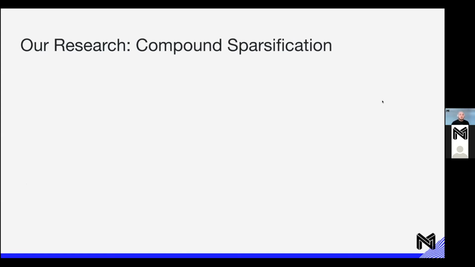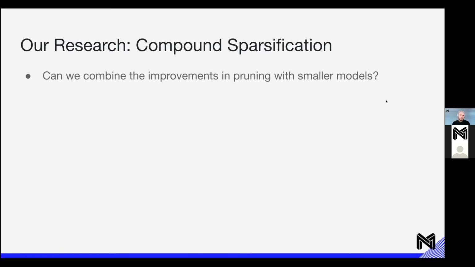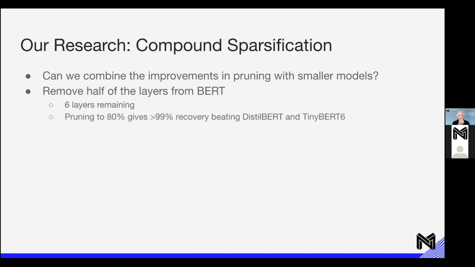So now let's talk about how we can compound that pruning research with other techniques like structured pruning. Can we combine the improvements with the smaller models? What we'll start off with is removing half the layers from BERT to get down to 6 layers remaining, which is roughly equivalent to the DistilBERT architecture. Pruning to 80% gives 99% recovery for the 6 layer, and it beats DistilBERT and TinyBERT, the larger TinyBERT model. And this gives 6.4x speedup with DeepSparse.